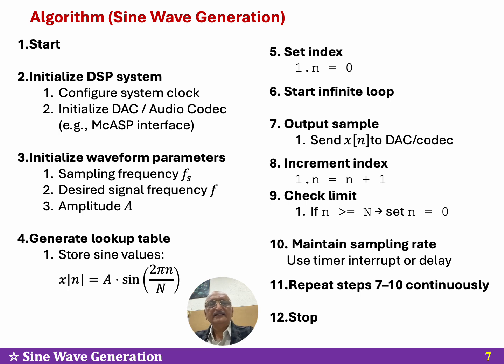Then we have to set this index to 0 and then enter into this infinite loop: output samples from x[n] to DAC, increment this index by 1, and when it exceeds the limit N, it has to reset to 0, and we have to maintain this sampling rate. We have to repeat steps 7 to 10 repeatedly.